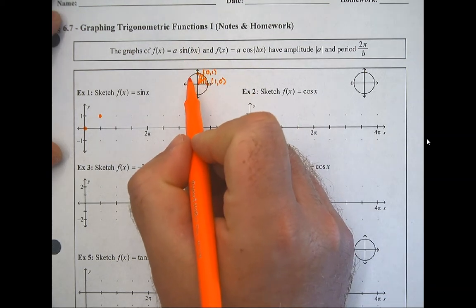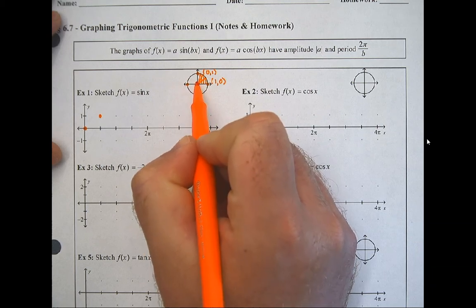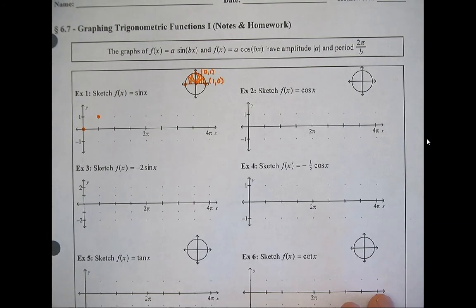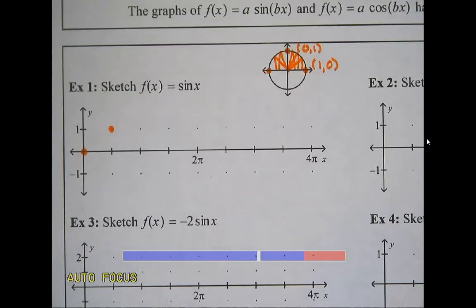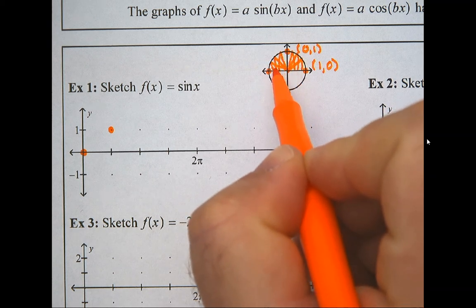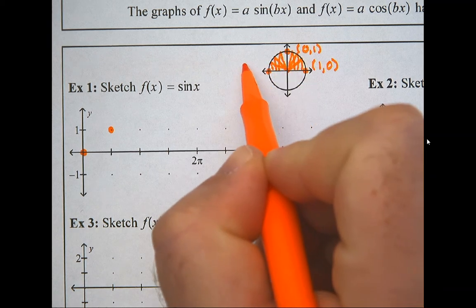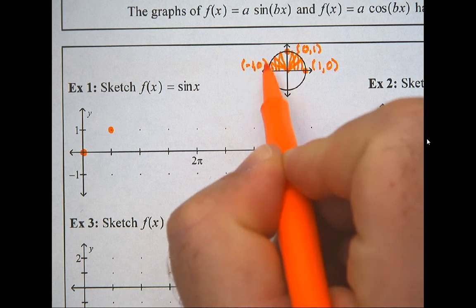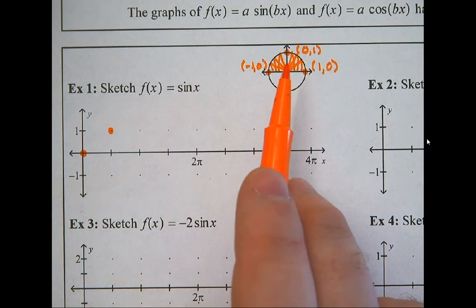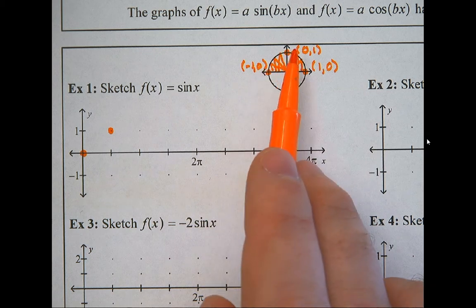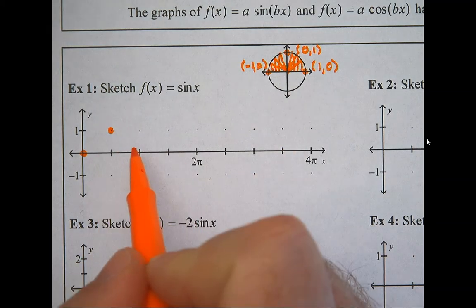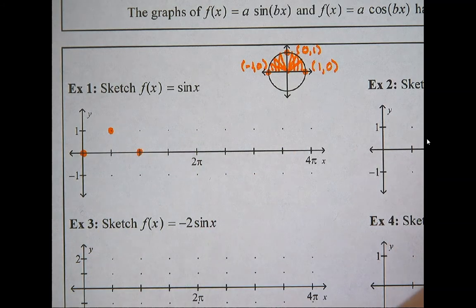Now, as I rotate around to the next 90, what's happening to the heights of these triangles? Maybe I can zoom in a little more. They're getting smaller and smaller until we get to the point negative 1, 0. Remember, we're talking about sine, so I care about the y value. The heights were at 1, then got smaller and smaller until they got to 0.